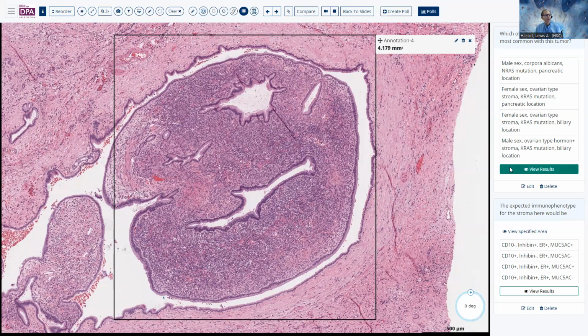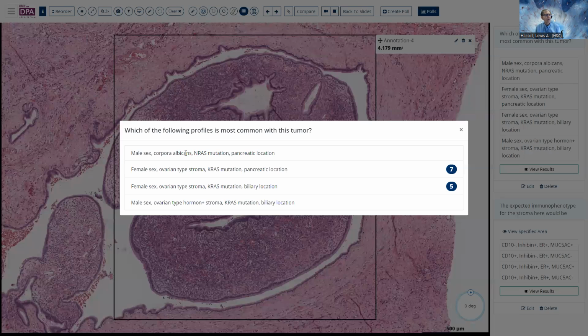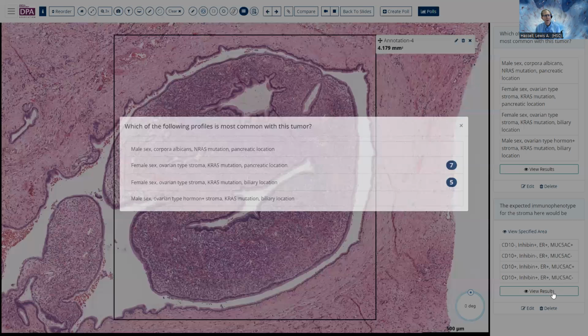So what should we know about this? Well, which profile is most common with this tumor? Most frequently seen in the pancreas, in females with this ovarian-type stroma, and they do have the KRAS mutation in many situations. The biliary location is secondary. So biliary in the sense of the hepatobiliary, pancreaticobiliary tree, that would be correct there, but pancreatic versus biliary location. Males do occasionally get the lesion, but much less commonly.